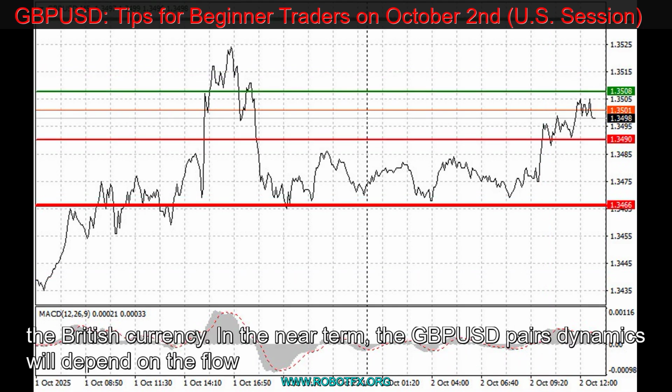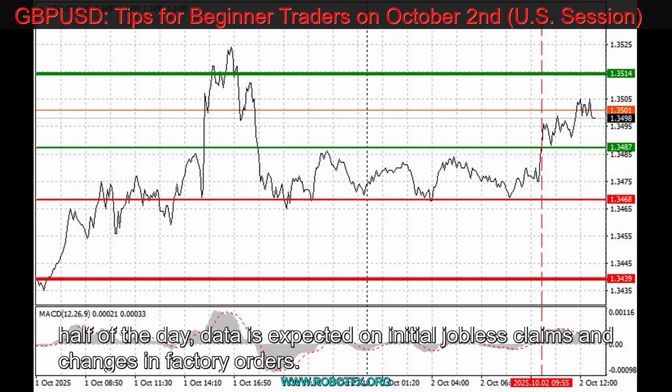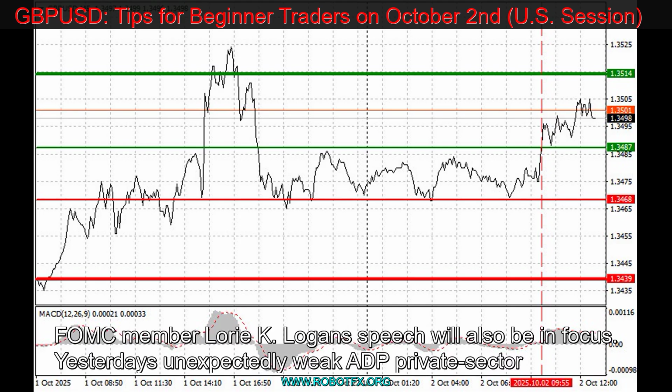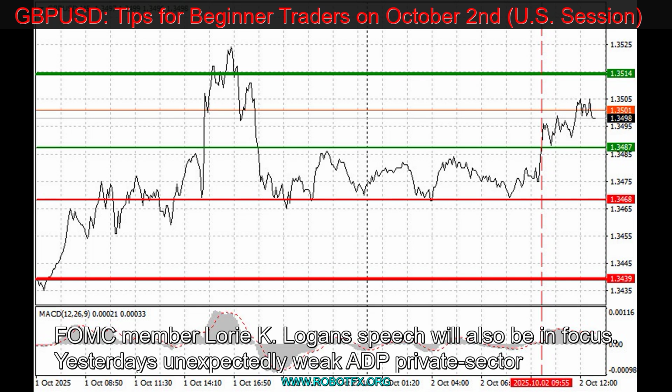In the second half of the day, data is expected on initial jobless claims and changes in factory orders. FOMC member Laurie K. Logan's speech will also be in focus. Yesterday's unexpectedly weak ADP private sector employment report raised doubts about the resilience of the US labor market, long considered one of the strongest pillars of the economy.